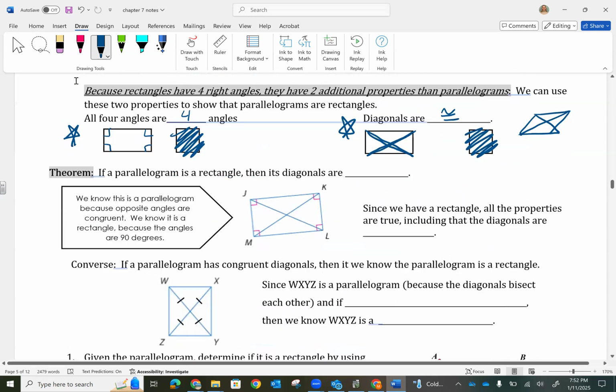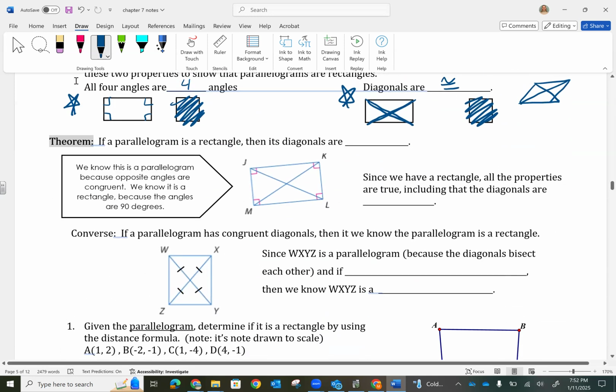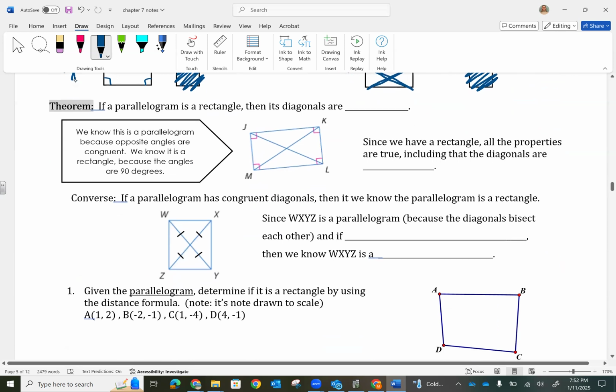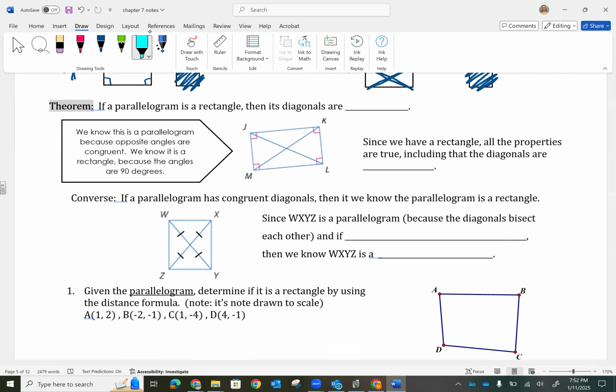So if you want to say, hey, I've got a parallelogram, is it a rectangle? One feature you can look for is whether the diagonals are congruent. The diagonals are congruent in a rectangle. And it goes backwards too: if the length of this diagonal matches the length of this diagonal, then we know we have a rectangle.